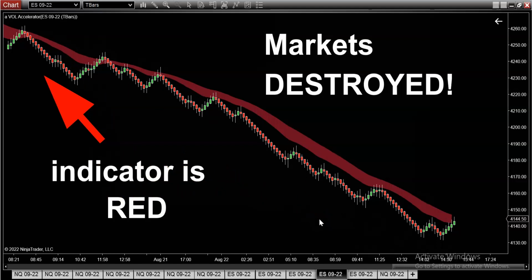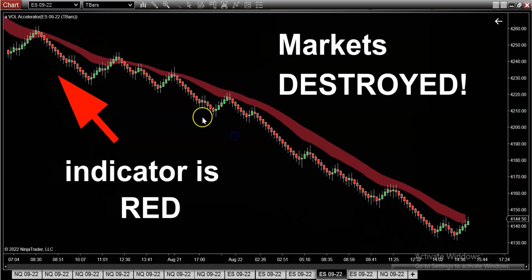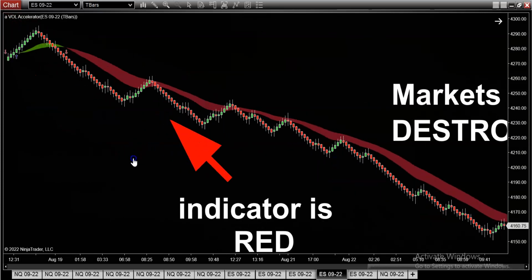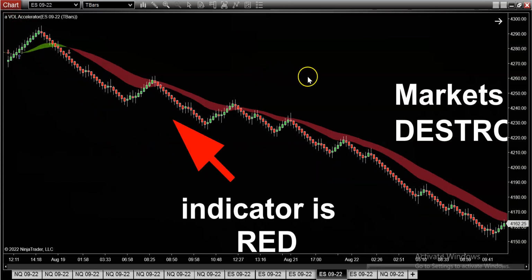Shame on you if you tried to buy this market when the indicator was red, right? I mean, look how long it stayed red. It was actually red for almost 2 days.